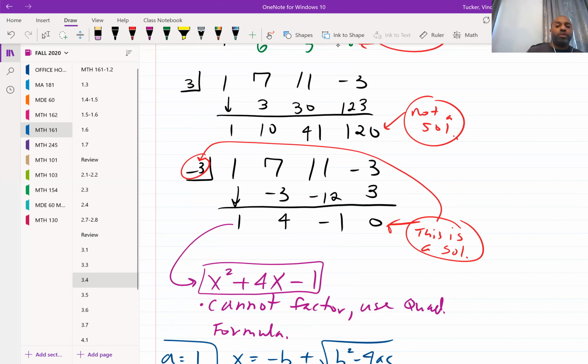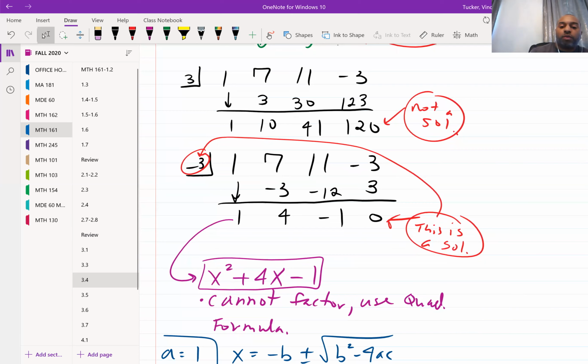Remember last class, we used synthetic division to break down our functions. So that's what we have right here, x squared plus 4x minus 1. We cannot factor it, so we use the quadratic formula. Also, don't forget that this right here starts with x squared because our original function has x cubed. So you always start one degree less than what you originally had. So x squared plus 4x minus 1 cannot be factored. So we use the quadratic formula.